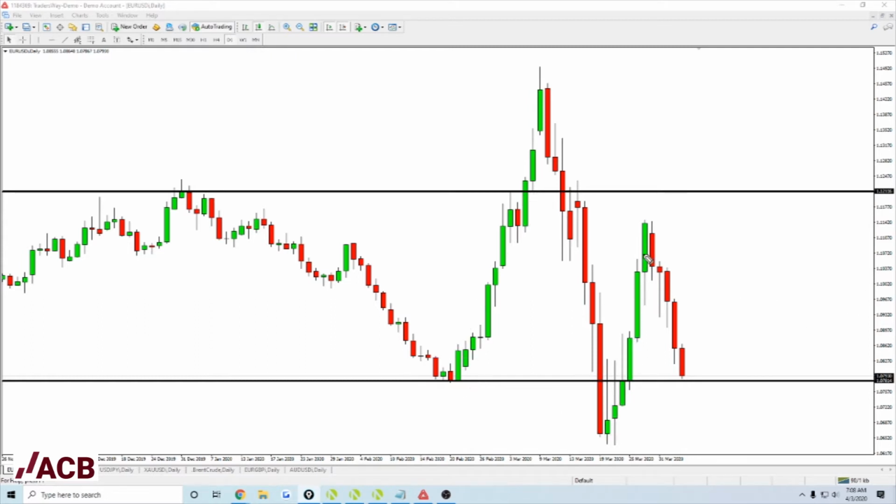Now, the interesting thing is we are currently retesting that area once more, and I think it's possible that maybe we see something like a bounce off of this level going forward, but ultimately my bias on this pair long term is still to the downside due to the fact that we've got that long-term downtrend structure.